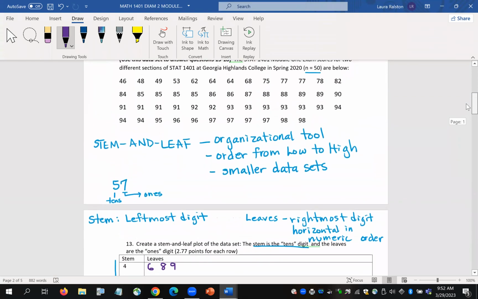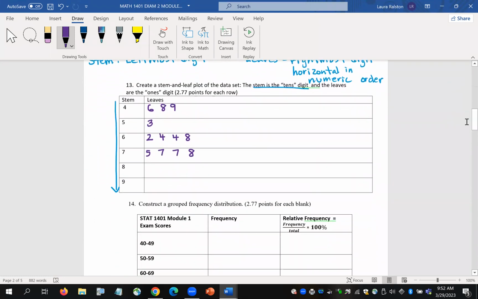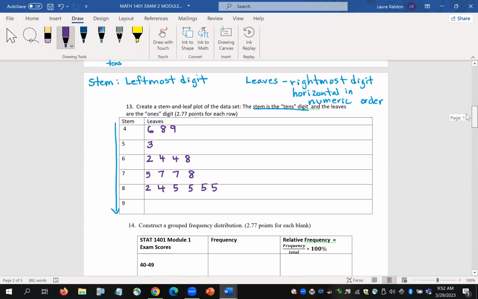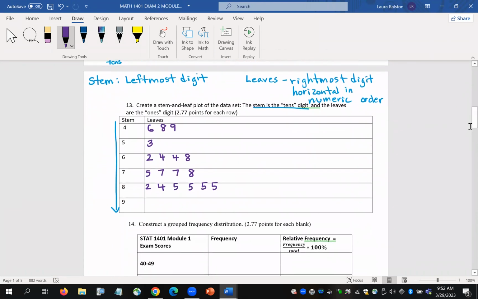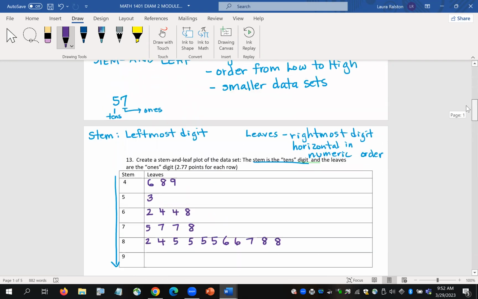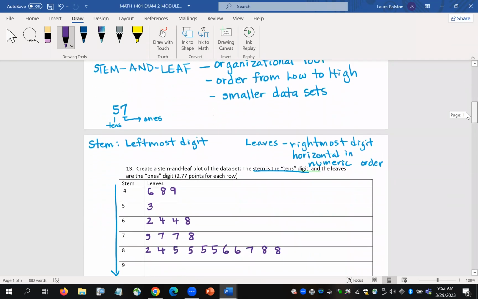Then you get to the 80s, and I got a bunch of them, so it may take me a minute. Okay, so I got an 82, 84, and then 85 occurs 4 times. So I'm going to write 5 4 times. Then I got to go back and look again. Then I got 86, 87, 88, and 89.